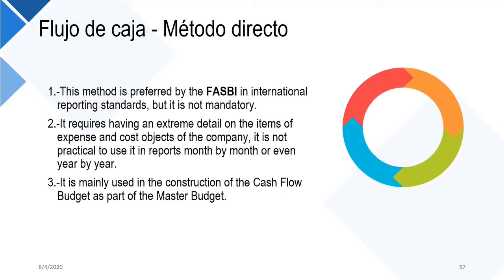This method is mainly used in the construction of the cash flow budget for the master budget. So that's why we close with this one, because we are going to start seeing budget information. I'm going to introduce you to budgeting in corporate finance, and you'll see why, and then you will build your budget for cash flow budget, and also your income, your operating budget, and your investing budget.